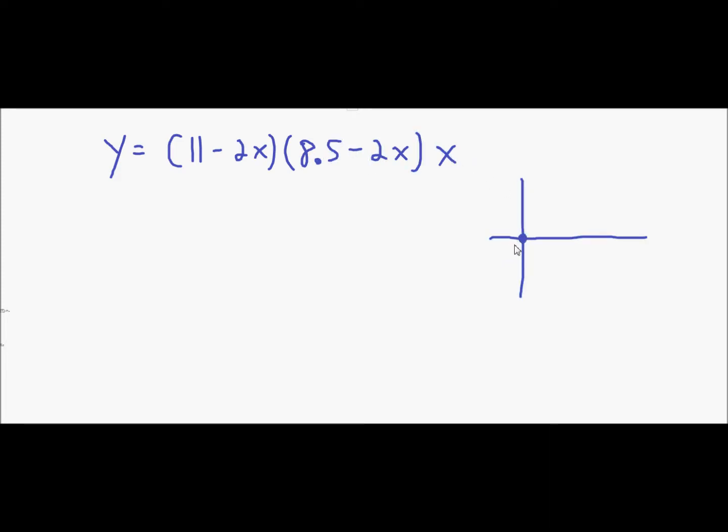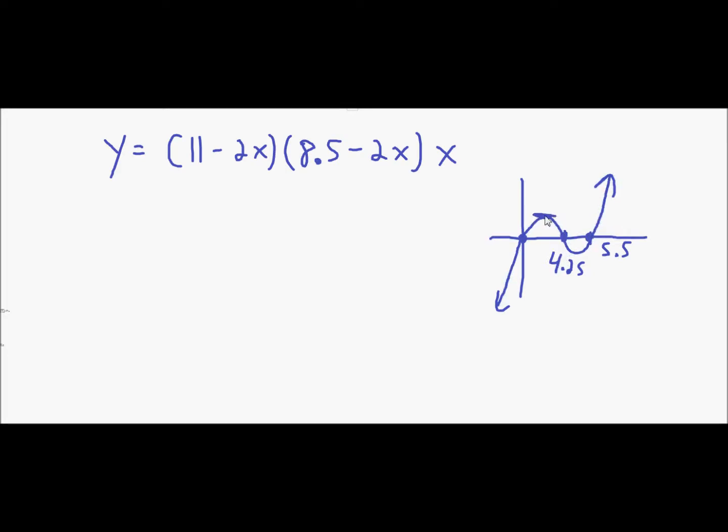When x is 0, it's 0. When x is half of 8.5, it's also going to be 0. Well, that's 4.25. It's going to be right here, 4.25. And when x is half of 11, 5.5, that's going to be here. Well, since it's a cubic, the graph must look something along these lines. Cool. Well, remember, this number was 4.25, and this number was 5.5 out here.